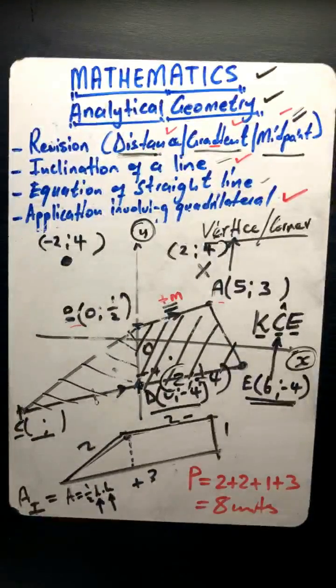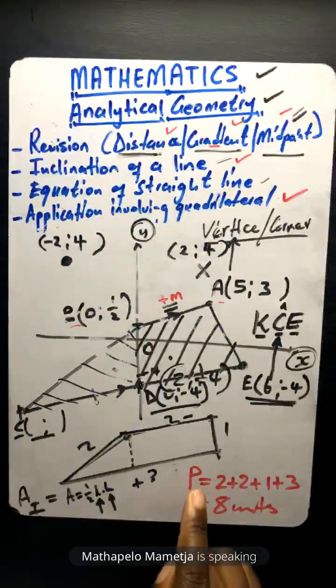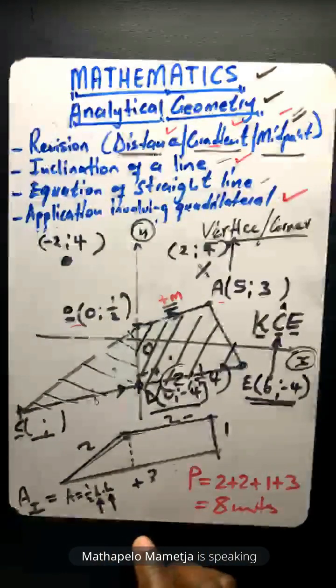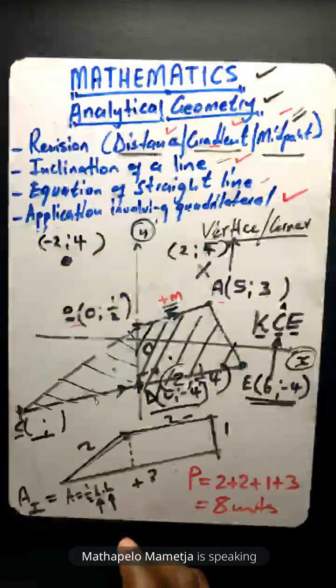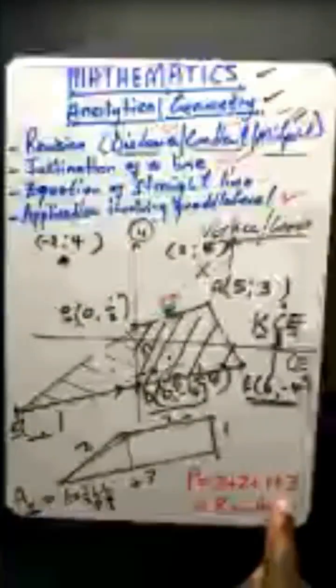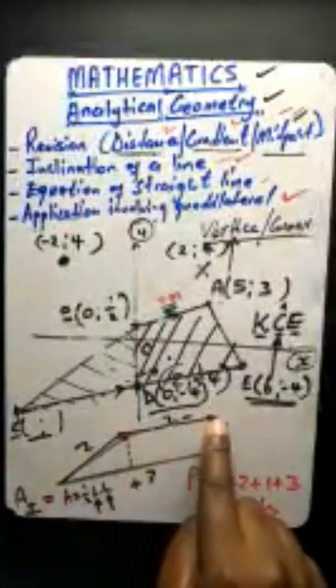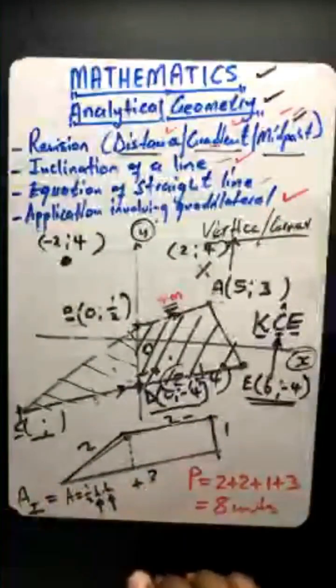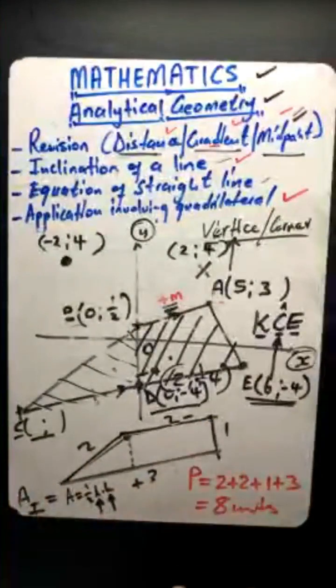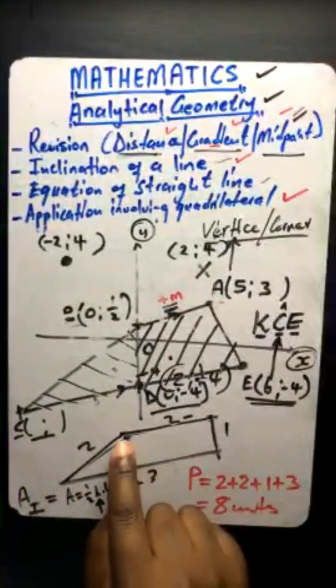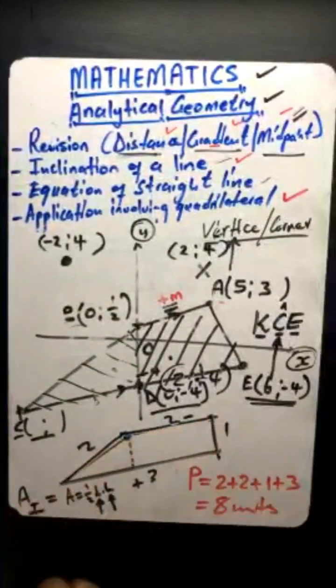P is equal to 2 plus 1 plus 4 plus 2. P is equal to 2 plus 2. Next, add 1 plus 3. Oh, no. Ki 1. So, ki 2 plus 2 plus 1 plus 3. I was just giving an example, but you just need to remember that for a perimeter, you just add the sides.